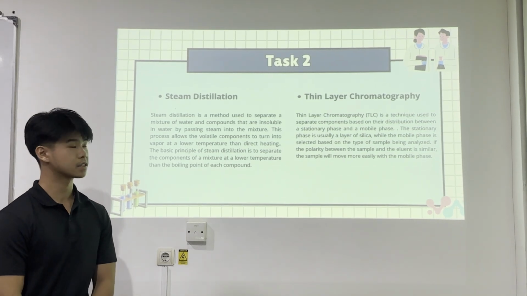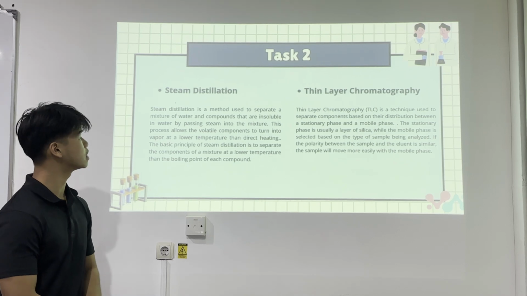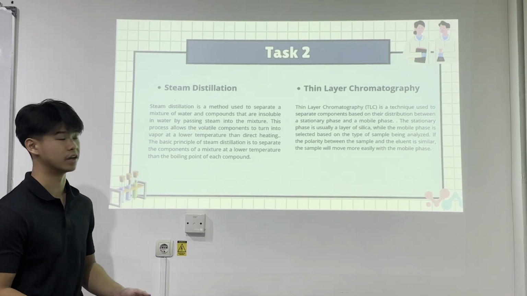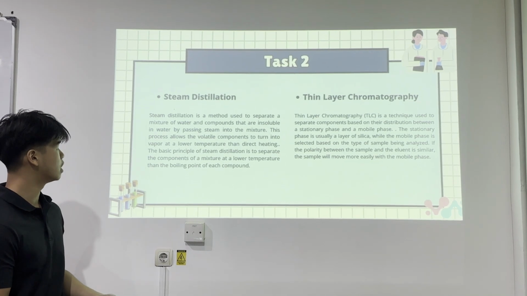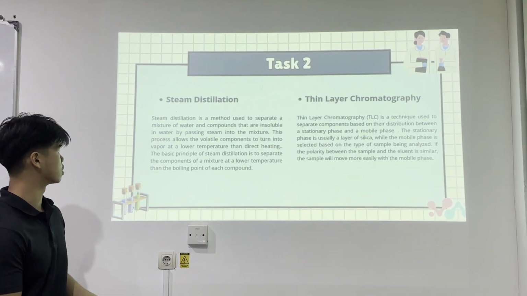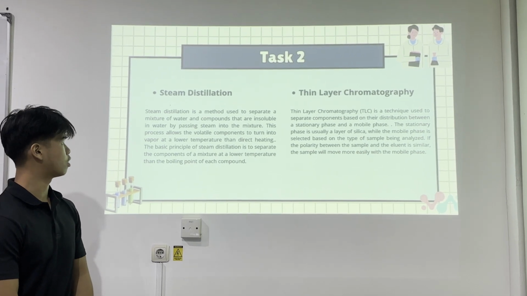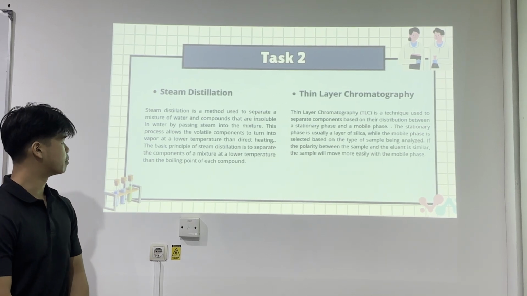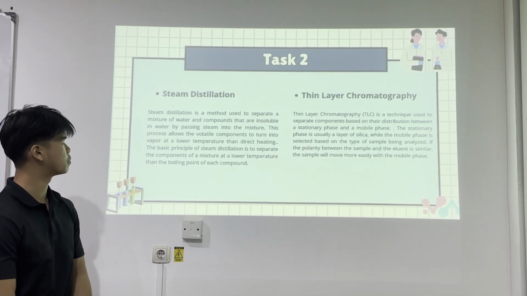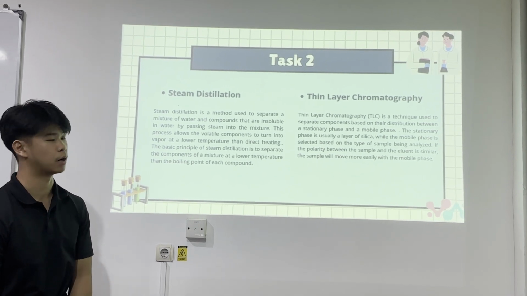On to the second task, we are asked to figure out the concept of steam distillation and the concept of thin layer chromatography. Steam distillation is a method used to separate a mixture of water and compounds that are insoluble in water by passing steam into the mixture. This process allows the volatile components to turn into vapor at a lower temperature than direct heating. The basic principle of steam distillation is to separate the components of a mixture at a lower temperature than the boiling point of its compounds.